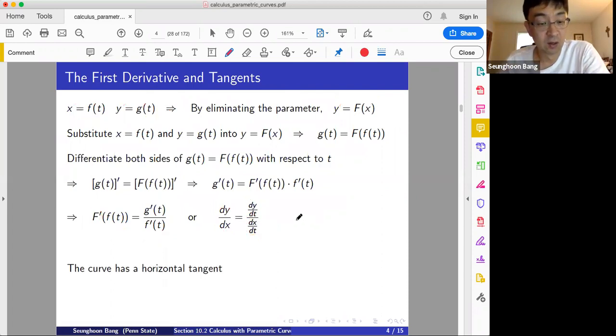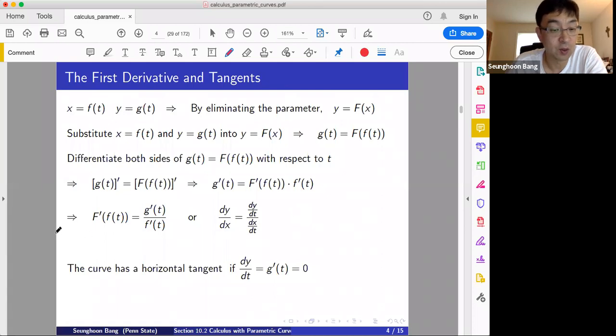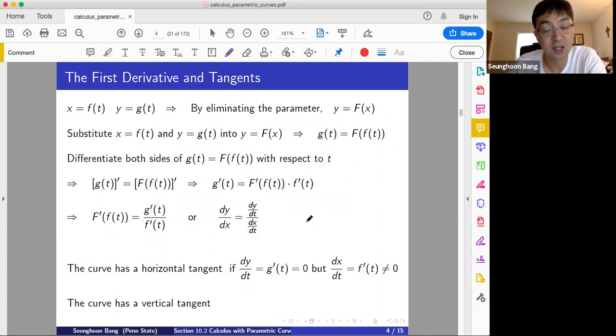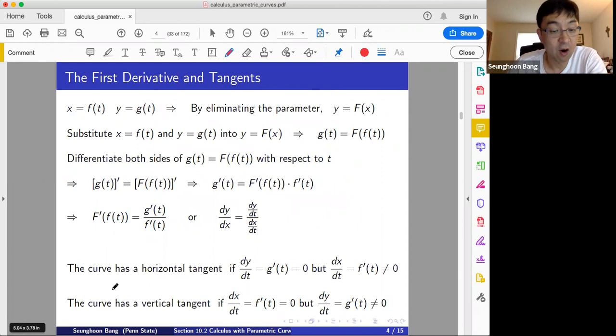The curve has a horizontal tangent line when dy over dt, g prime of t, equals 0. Because the curve has a horizontal tangent line, dy over dx equals 0, so only the top one equals 0 but the bottom one is non-zero. 0 over non-zero is 0. Likewise, the curve has a vertical tangent line if the bottom one equals 0 and the top one is non-zero. Why? Because dy over dx is undefined.